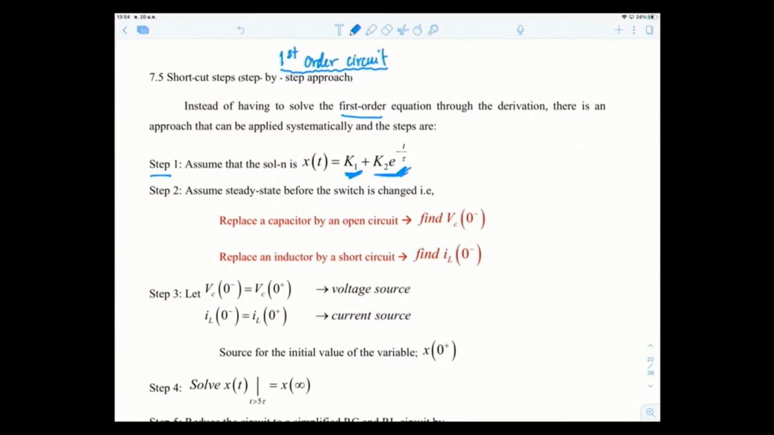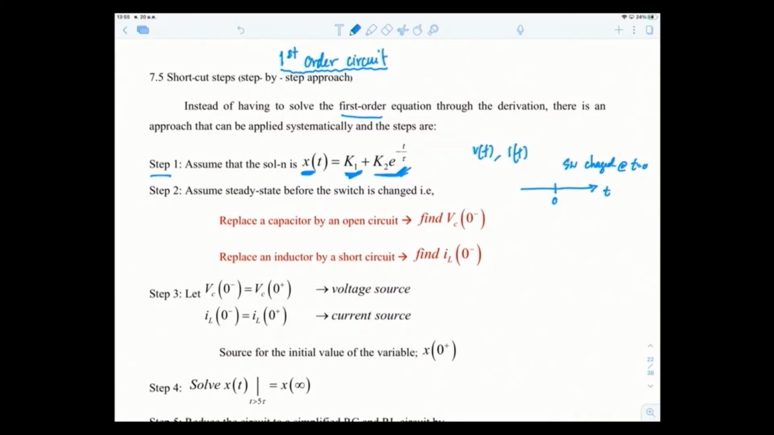The solution means that if the question asks you for V of t, or for the current somewhere in the circuit, we represent it as x. Step 2. In the circuit that you will get, there will be a switch, at t equal to 0, or t equal to 3 seconds, whatever. Let's say the switch changes at t equal to 0, so this is time t equal to 0.